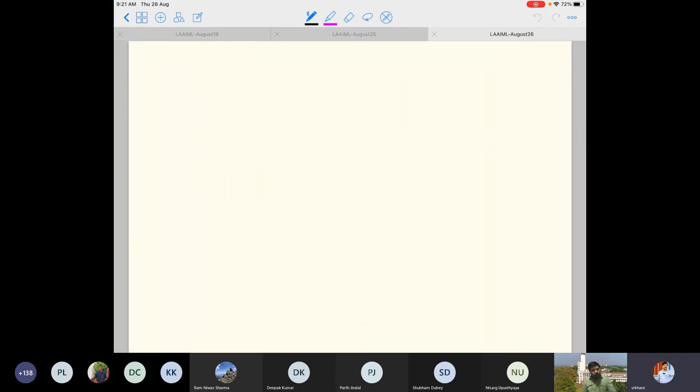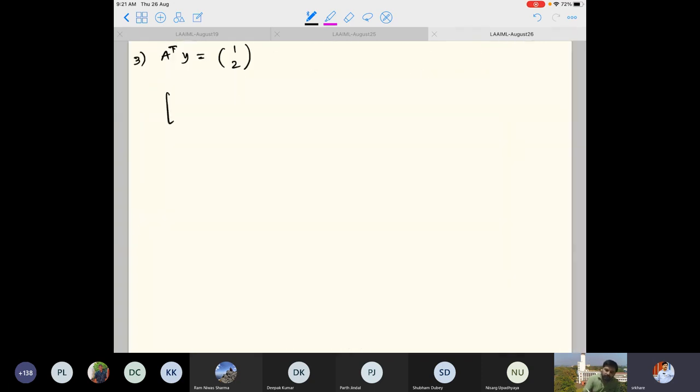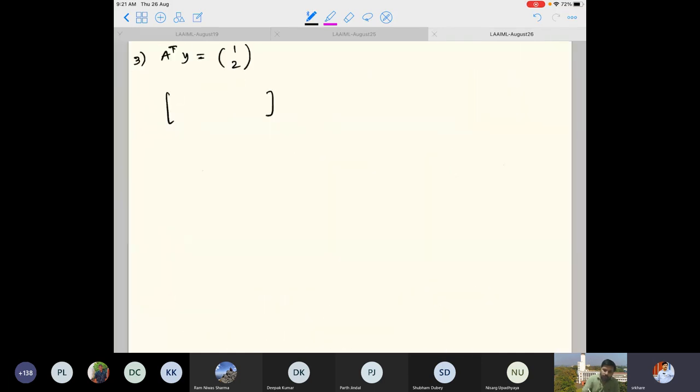And now I will consider this system, so I'll just take A transpose. A transpose Y is equal to 1 2. That is the system that I'll take. A transpose now is a fat matrix. So the first row will be minus 3 4 1, and the second row will be minus 4 6 1. This times y1 y2 y3 will be equal to 1 2. That's the system of equations I'm trying to solve.